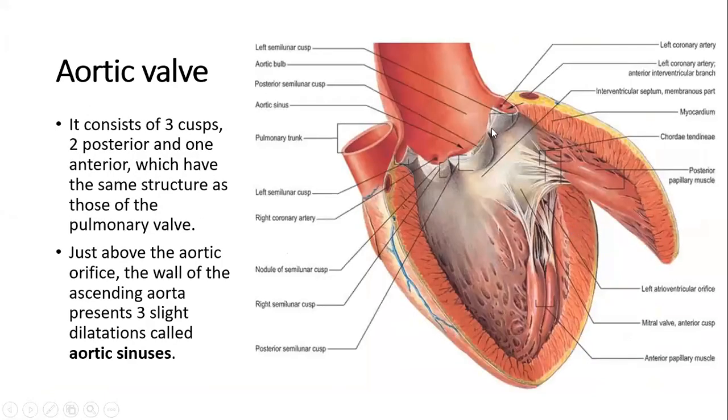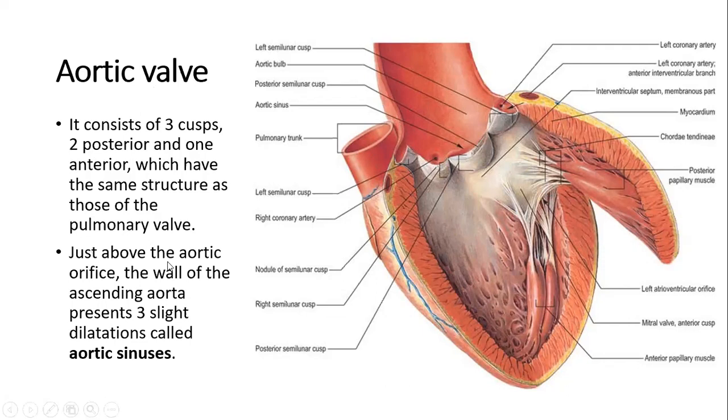Now coming to the valve. If you cut the left ventricle and then see the aorta also cut longitudinally, you can see these are the three semilunar cusps of the aortic valve. So it consists of three cusps, two posterior and one anterior, which have a similar structure to that of the pulmonary valve. These also don't have chordae tendineae nor papillary muscles. Only the tricuspid as well as the bicuspid valves have chordae tendineae and papillary muscles.